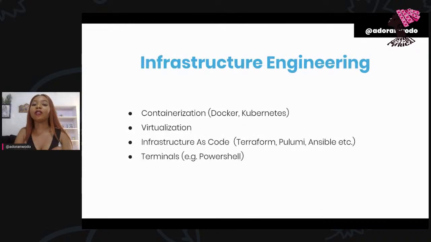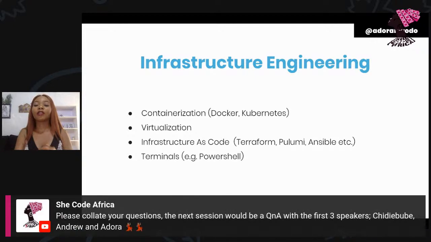Infrastructure engineering: as someone in the DevOps space, under the cloud engineering umbrella, containerization is something that a lot of people are beginning to look at nowadays. We're having Docker, we're having Kubernetes, all these really amazing things. Virtualization as well. Infrastructure as code is something that in recent times has gotten popular and is still getting popular, to be honest. And there are various amazing tools that you can use to do infrastructure as code.